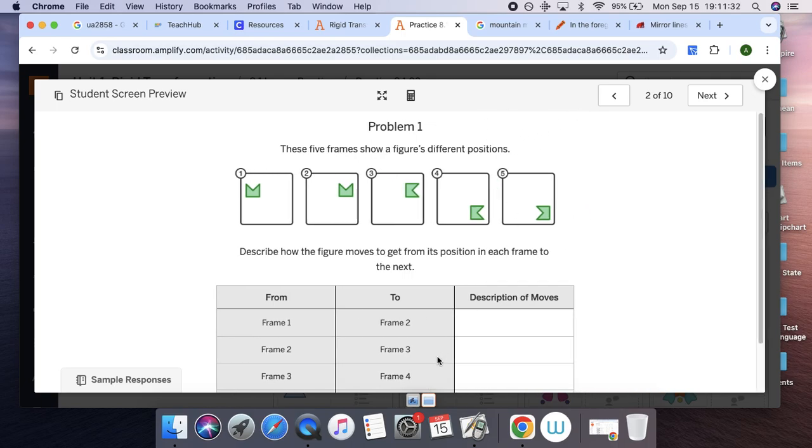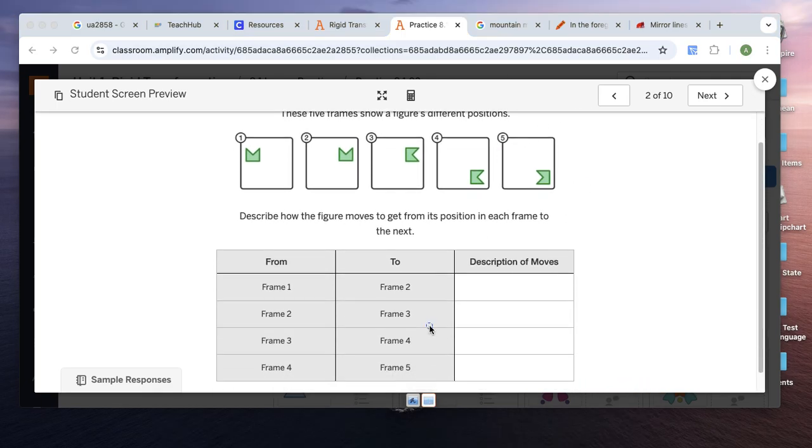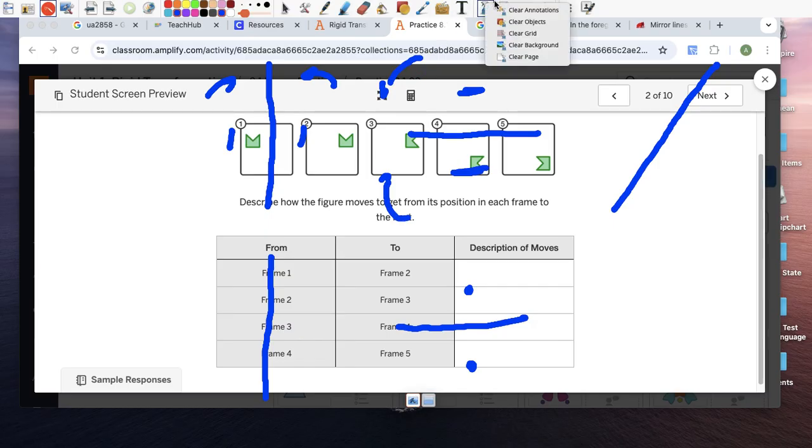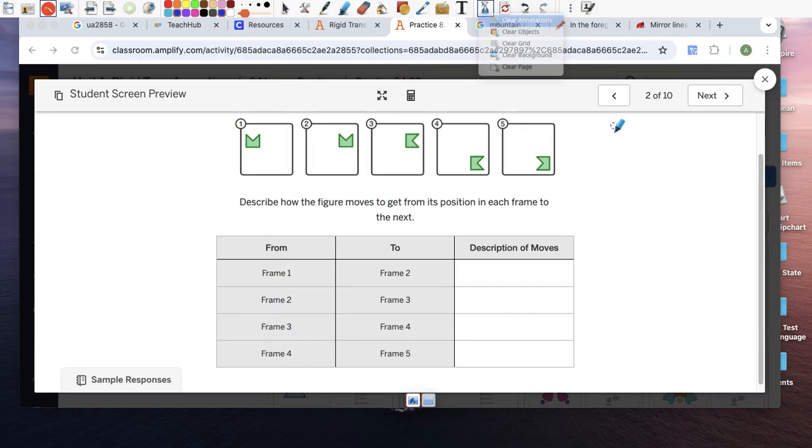So number 2. Let's talk about this for a second. There are 5 frames, and I'm going to cut these frames into quarters here. So here's that box, and I'm going to break it into 4 parts. So in frame 1, you see this shape in this corner right here. I'll put an X. And then it goes to frame 2, and it's going here.